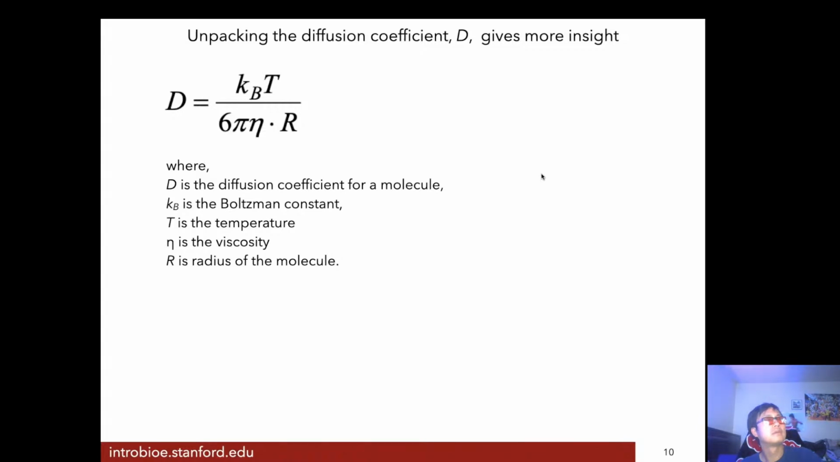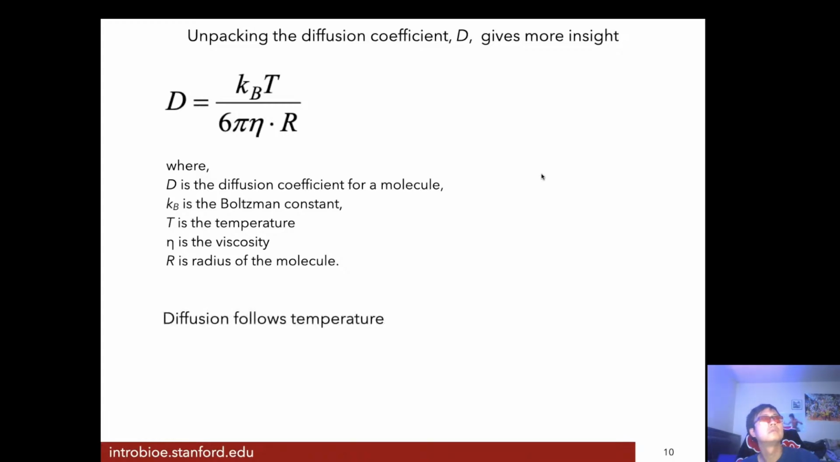And then R is the radius of the molecule. How big is the molecule? The bigger the molecule, well, it's in the denominator, so the denominator goes up and the diffusion coefficient goes down. It's interesting: the only thing specific to the molecule in this example of the diffusion coefficient is the size of the molecule. And then the system is defined by the viscosity of the liquid or solvent and the temperature of the system. So those are the variables.